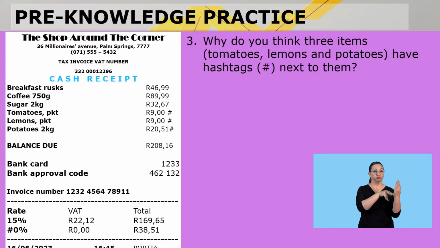The rice doesn't have a hashtag because it is not fresh, like coffee or sugar. So it's tomatoes, lemons, and potatoes, all fresh vegetables and fruits, meaning those 3 items are 0 rated products, meaning no VAT is added.